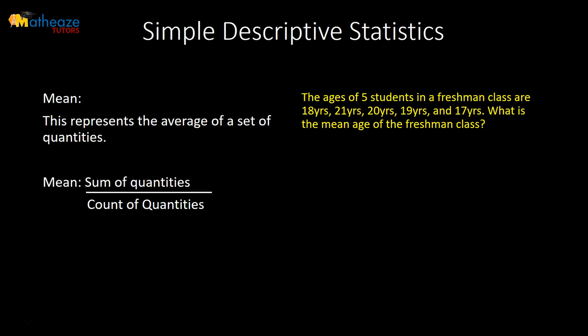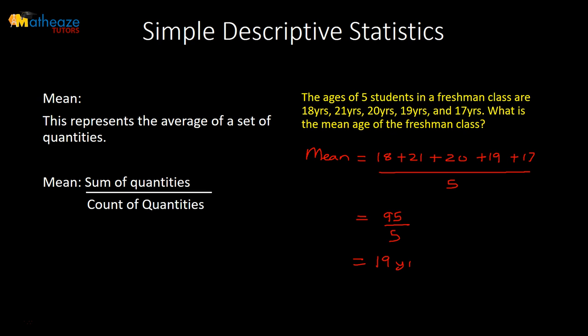So we have an example here. The ages of 5 students in a freshman class are 18, 21, 20, 19, and 17 years. What is the mean age of the freshman class? So we're going to look at the mean. The mean is going to be the sum. So we have 18 plus 21 plus 20 plus 19 plus 17, and then we divide by the count. So we have 1, 2, 3, 4, 5. We have 5 quantities. So we're going to add this together. The sum of the numbers is 95, and then we divide it by 5. So this gives us 19 years is the average age of the 5 students in the class.